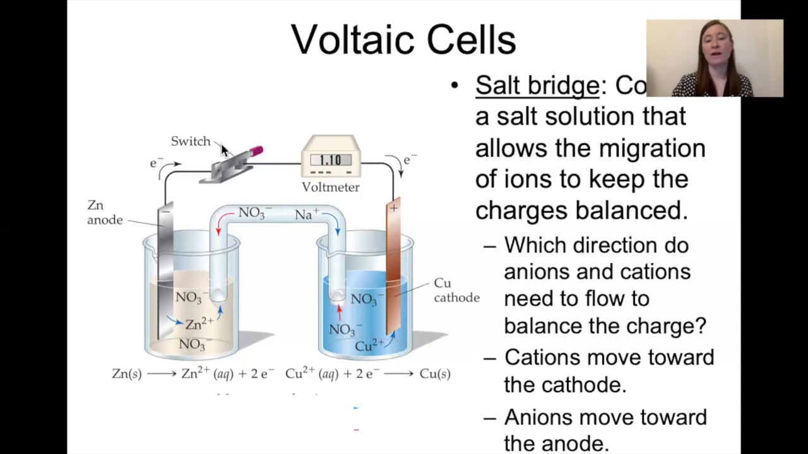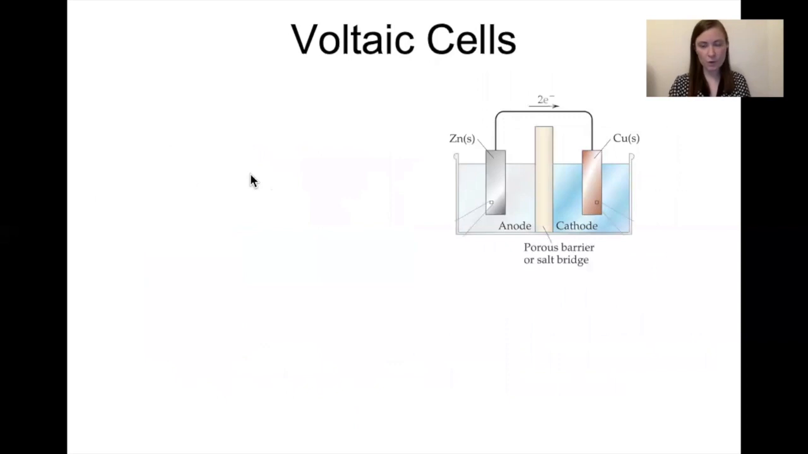For every one electron that leaves the anode, one negatively charged ion will enter the anode, or one positively charged ion will leave the anode. For every one electron that flows into the cathode, one positively charged ion will flow into the cathode, or one negatively charged ion will flow out of the cathode. Cool.